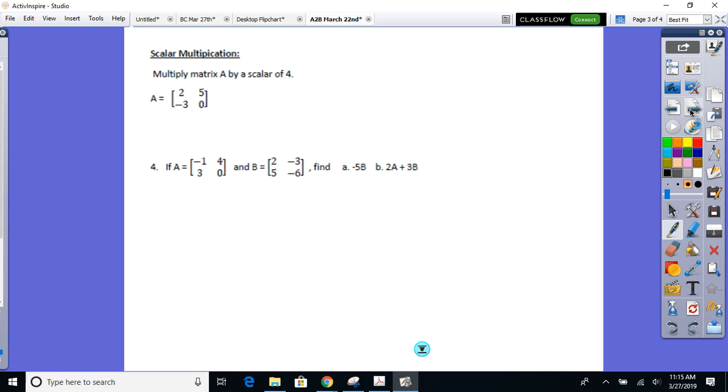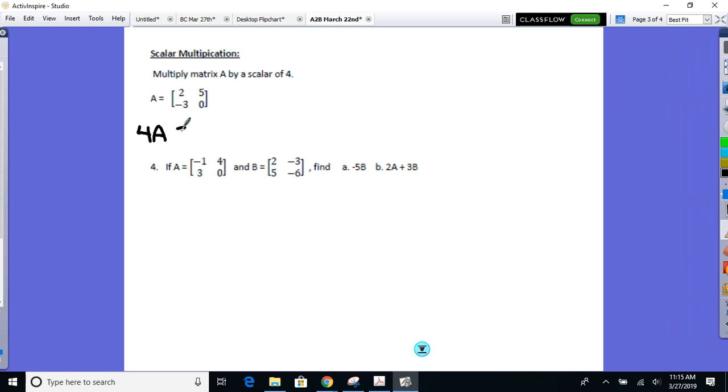Multiply my matrix A by 4. How do you do that? What do you think? Multiply every position by 4. All right, so now A becomes 4A. So 4A will be equal to, what's my new matrix? I got 8, negative 12, 20, and 0.